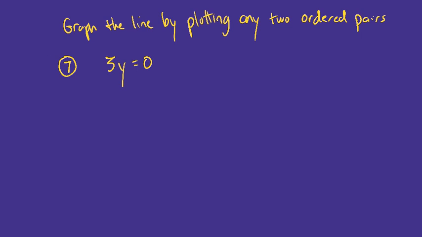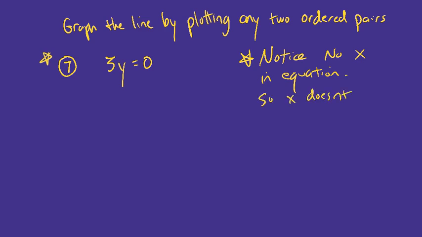Okay, again, these are some shortcut ones. What I want you to notice on number 7, there's no x in the equation. So what that means, x doesn't matter. We can pick whatever x we want. We just have to have the right y. So solve for y. So in this case, getting y by itself is all we've got to be careful about.